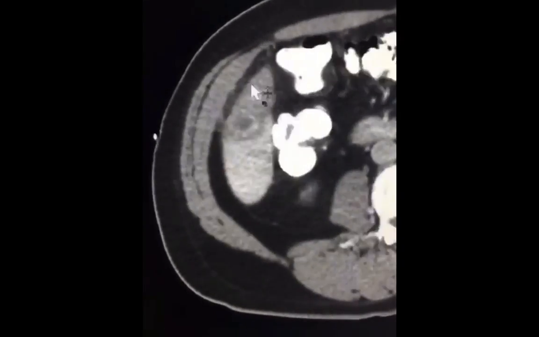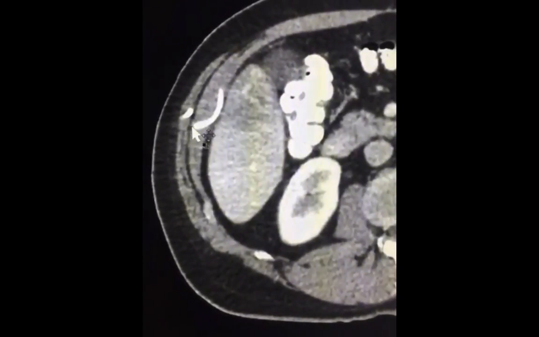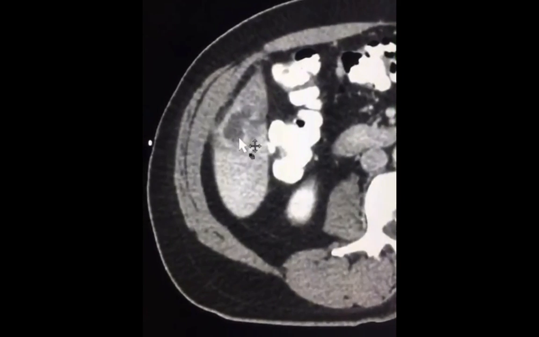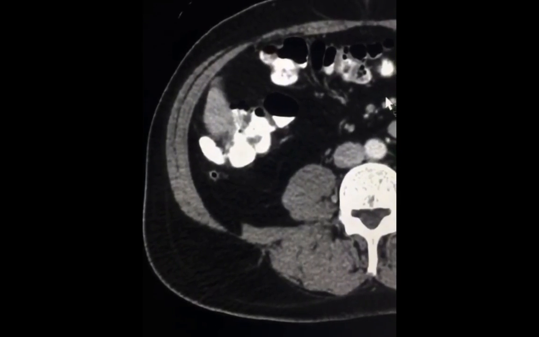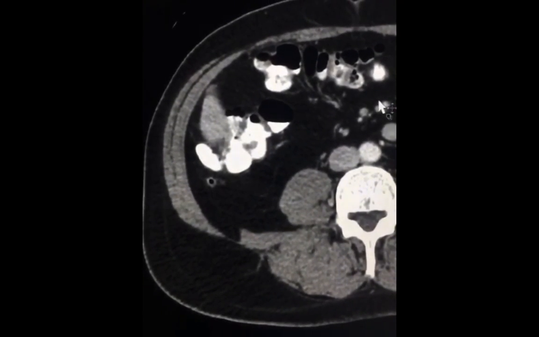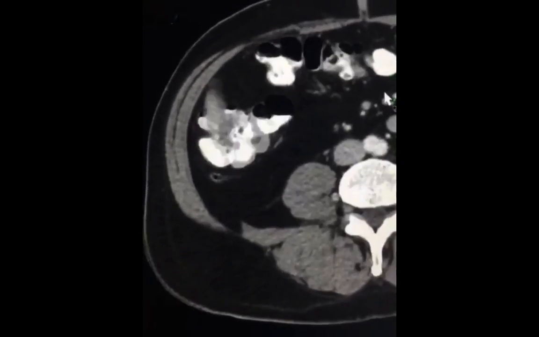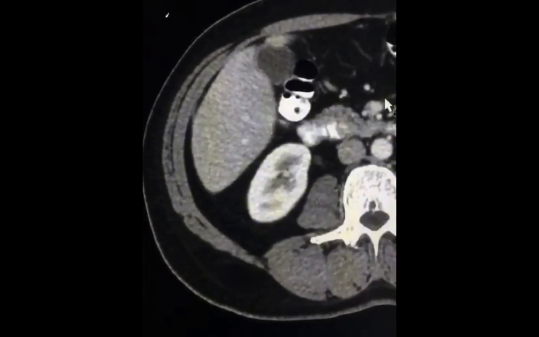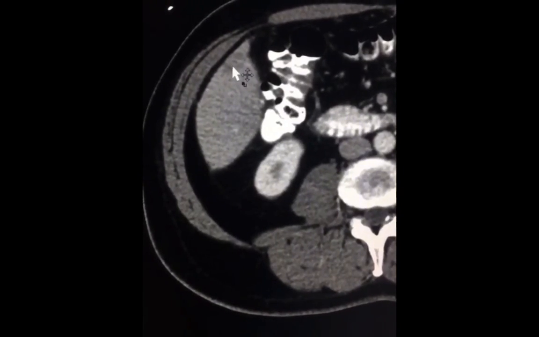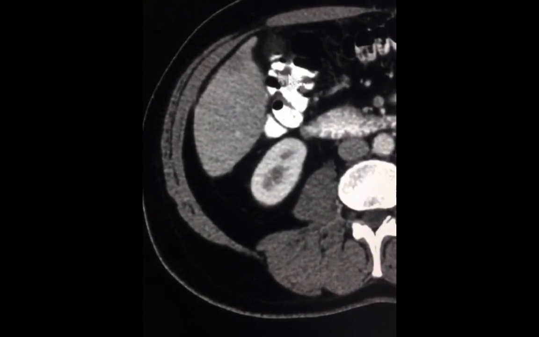Interestingly enough, the drainage catheter has mistakenly slipped outside of the hepatic lesion on the follow-up CT. At that point, the treating physician decided on removing the catheter and continuing the treatment with antibiotics, and this is the follow-up CT a few days later. And with antibiotics alone, you could see near complete resolution of the hepatic abscess.